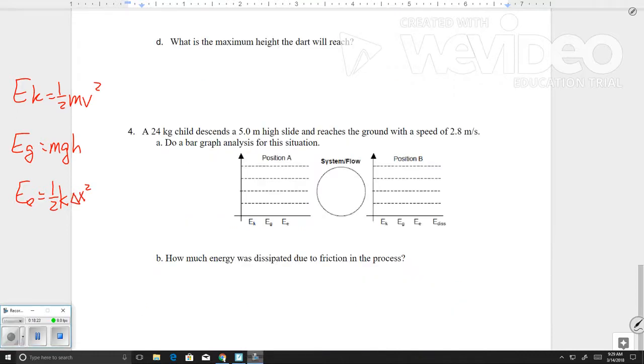In problem 4, we've got a 24 kilogram child descending a 5-meter high slide and reaching the ground with a speed of 2.8 meters per second. Do bar graph analysis for this equation. Okay, so we've got the child sitting up on the top of the slide. The child is 24 kilograms. The height of the slide is 5 meters.